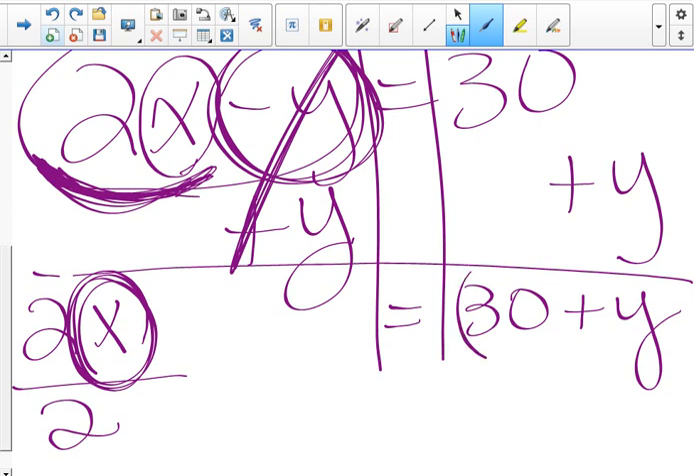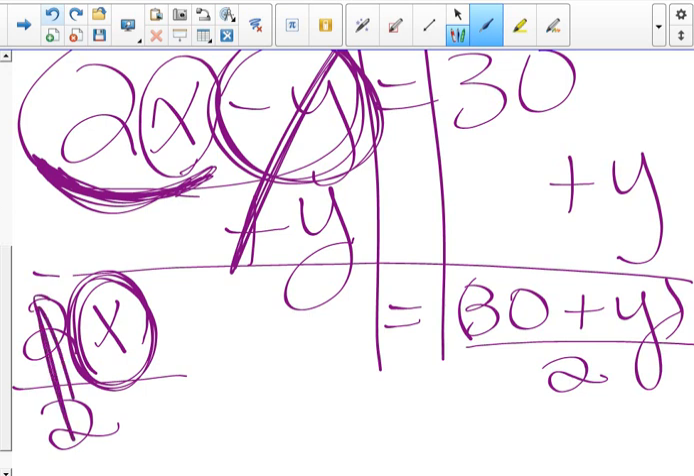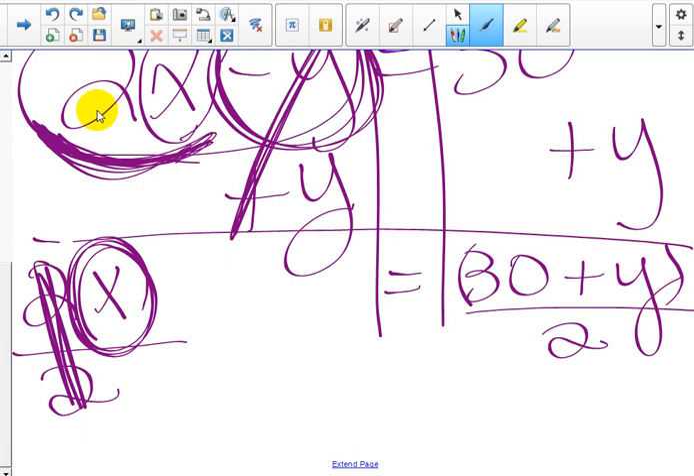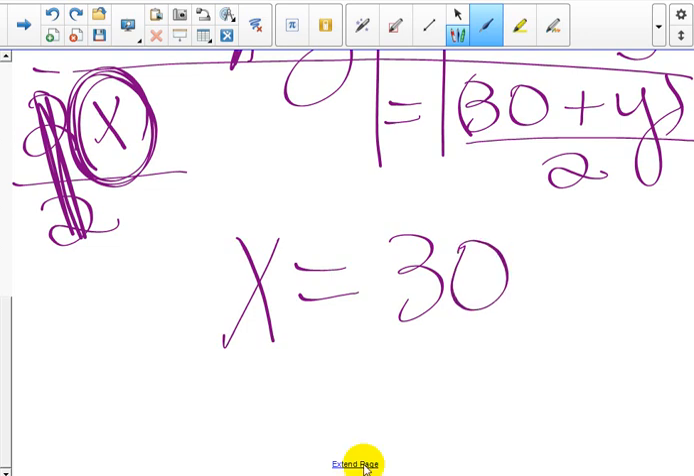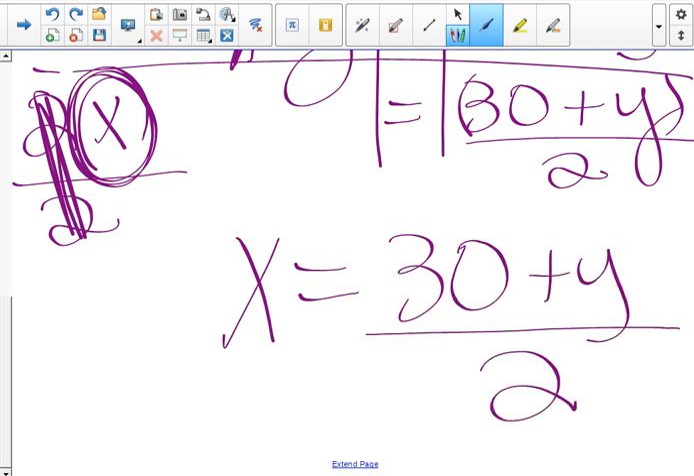So you could do it like this, put it in parentheses and divide by 2, or you could just do it like this. Divide by 2, and any other term that was over there, divide by 2. I tend to do it like this. Divide everything by 2. Now this cancels out, and I have now solved for x in terms of y. So x equals 30 plus y all over 2. And you can leave the parentheses if you want or take them away, as long as you get that bar over under all of it.